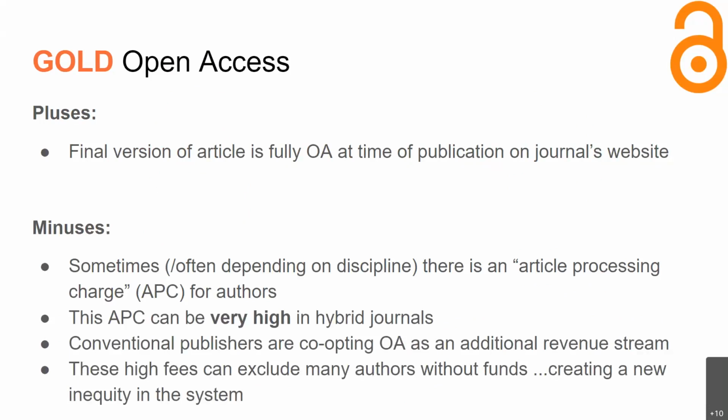The minuses: sometimes and often, depending on the discipline, there's a processing charge for the author. I've personally never paid a processing charge for making my articles open access, because in my discipline it's not very common, and I avoid them because I don't think they're ethical. We can talk about that more after, maybe. APCs can be very, very high in hybrid journals, like I mentioned, because these, again, are commercial publishers starting to co-opt this system to make an additional revenue stream for themselves. These fees can then exclude many authors without funds. So we're creating new inequities in the system by allowing the commercial publishers to start taking over what should have been a good thing.